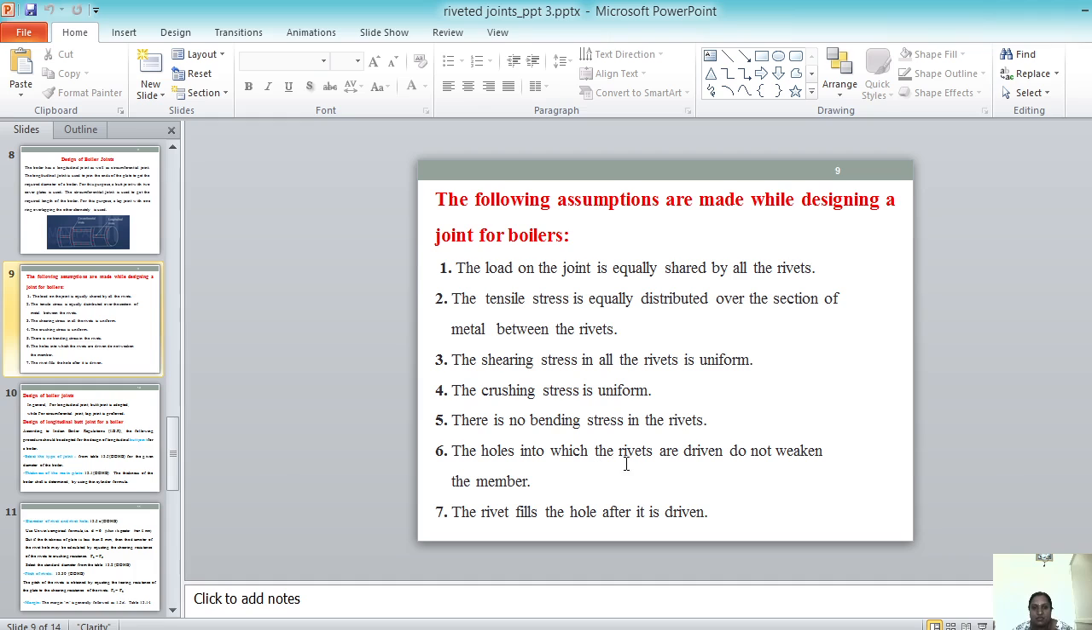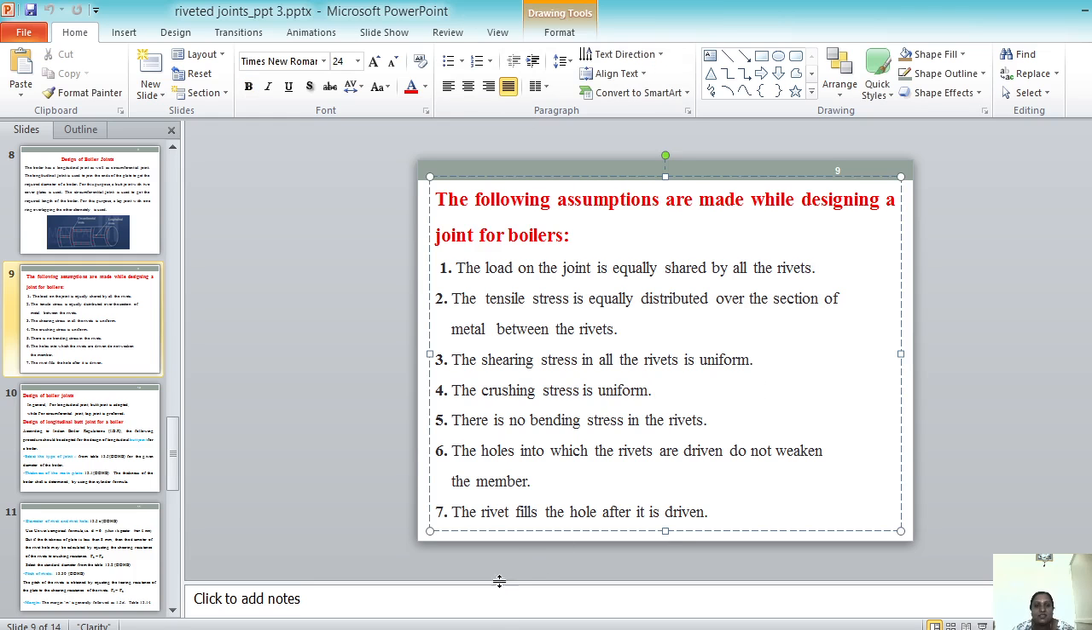The holes in which the rivets are driven do not weaken the member. That is one of the assumptions, because riveting is done on a previously drilled hole on a plate. Whatever holes we have drilled should not weaken the original member. Also, the rivet fills the hole after it is driven. So the rivets are going to fill the hole as well as join the plates.